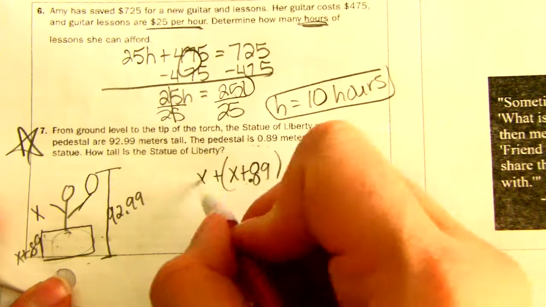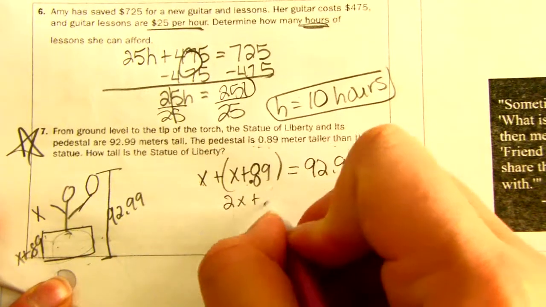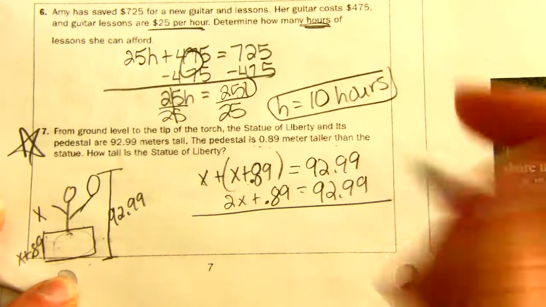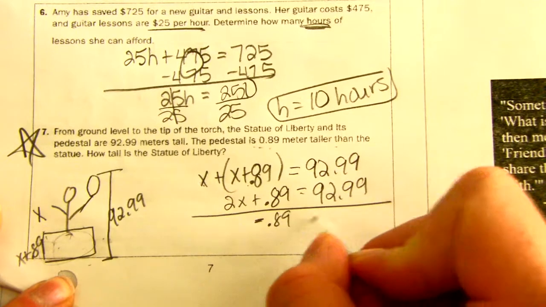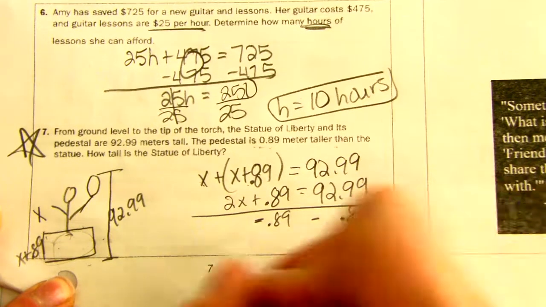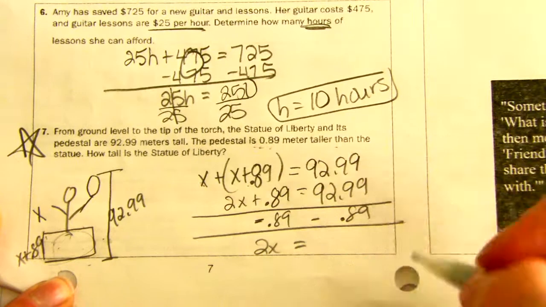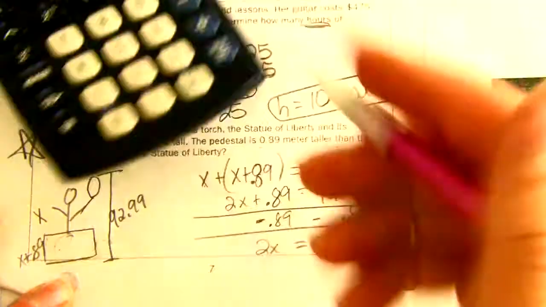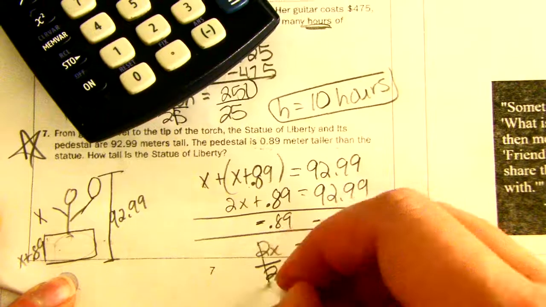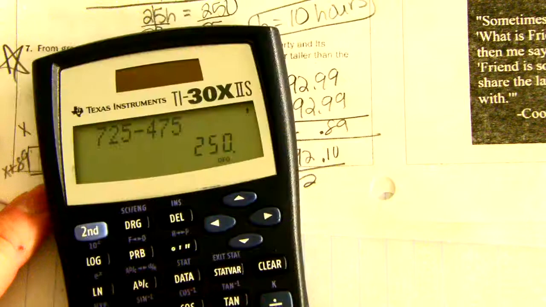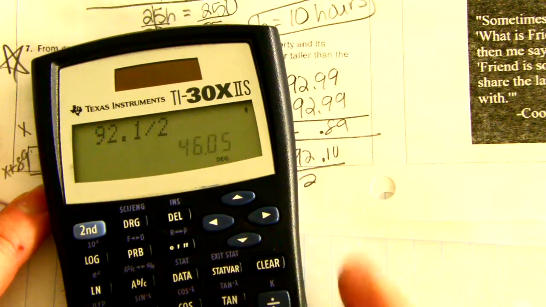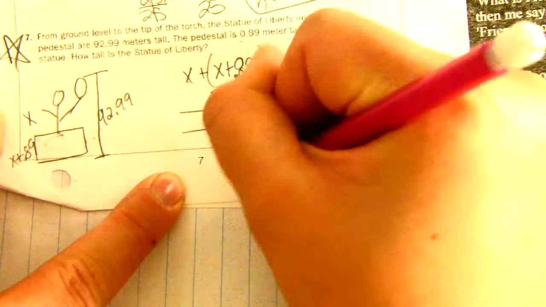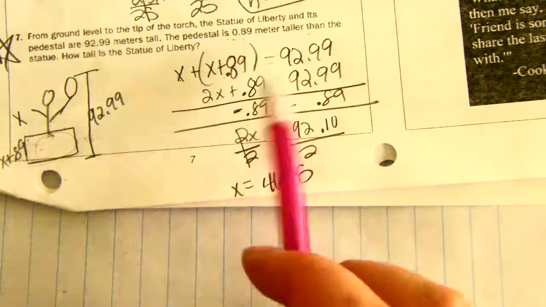Combining like terms, x plus x is 2x. Now we subtract the constants. That line's not supposed to be there. We get 2x equals 92.10, divide by the coefficient. 46.05. That's what x is. So that's how tall the Statue of Liberty is.